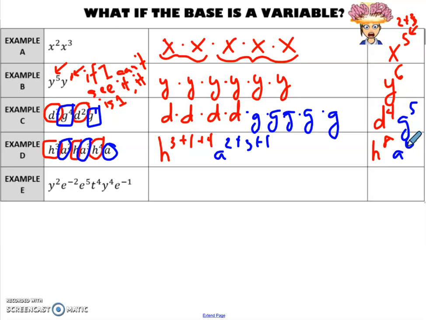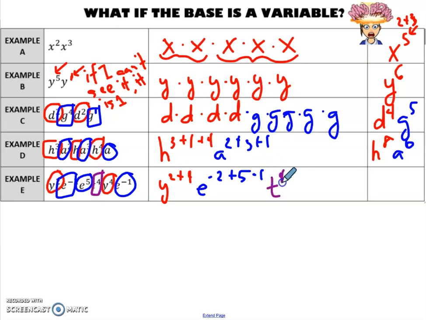Pretty okay? All right, let's try it again. Last one. I have y's, e's, and t's. Just go one by one. I have y squared. Are there any other y's? There sure is, y to the fourth, so plus 4. Now I'm going to look at my e's. I have e to the negative 2. We're just going to go with it right now. Then I have e to the 5th, so plus 5, and then e to the negative 1, so minus 1.